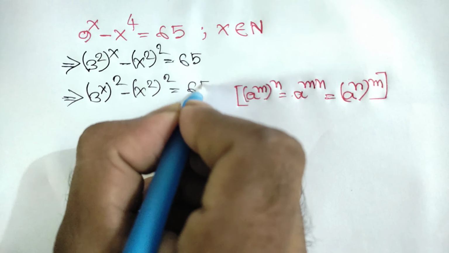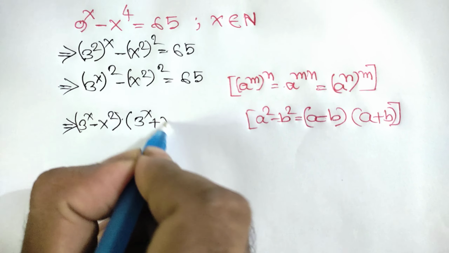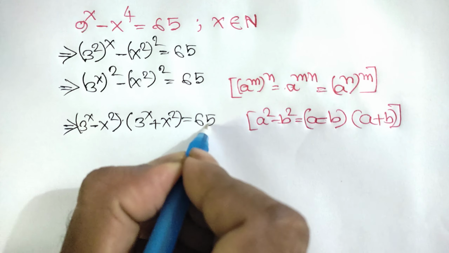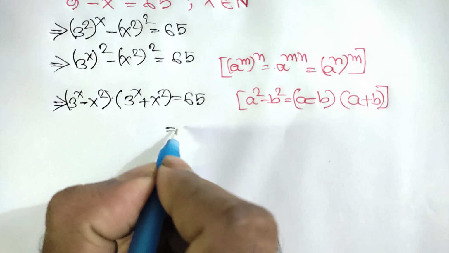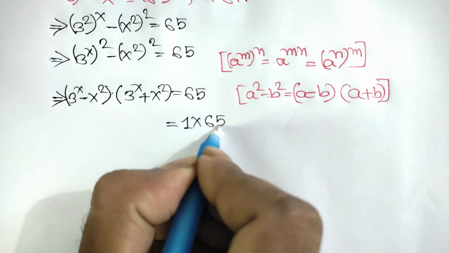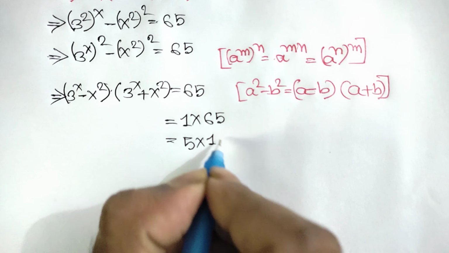Now we know an algebraic formula: a squared minus b squared is equal to (a minus b) times (a plus b). Now apply this formula here. We can write (3 to the power x minus 2 to the power x) times (3 to the power x plus 2 to the power x) is equal to 65. Now factorize 65. We can write 1 times 65 is equal to 5 times 13.